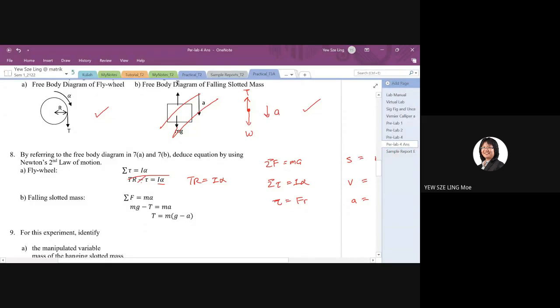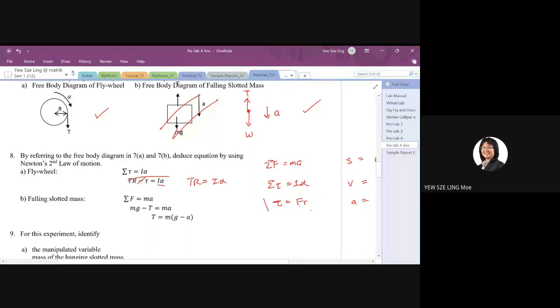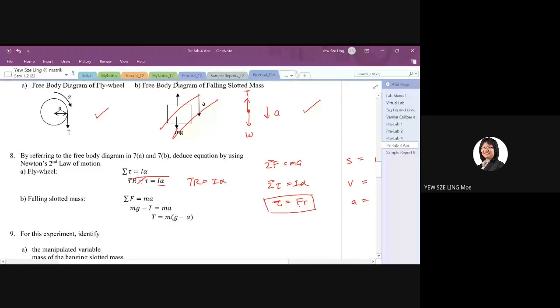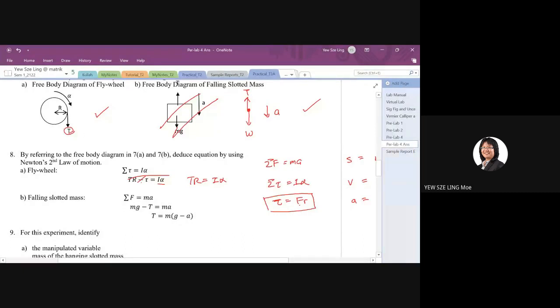So for torque, the definition of torque is actually F times R. F is a force that is perpendicular to the radius in this flywheel. Okay, in a flywheel, the force is perpendicular to the radius. So torque is equals to F times R before you apply it into Newton's second law. If you look at the flywheel, the force that causes my object to rotate is what? It is the tension. Therefore, tension generates a torque that causes my object to rotate.